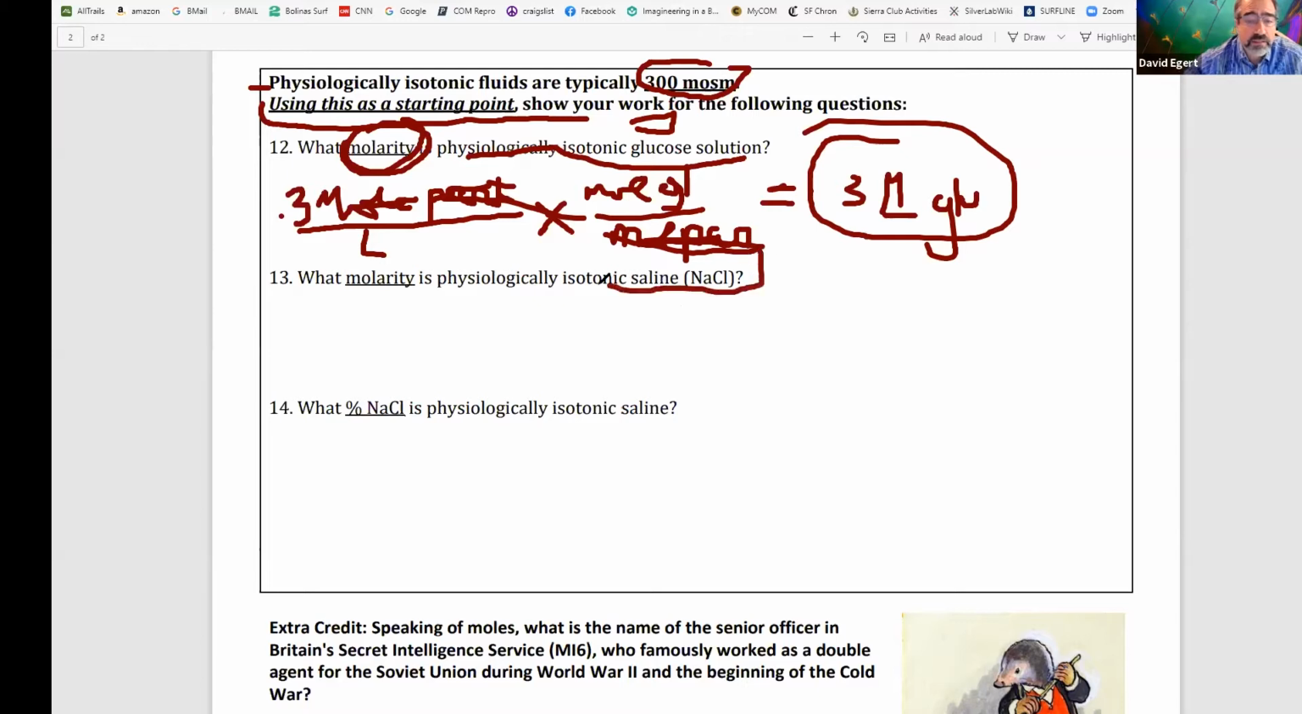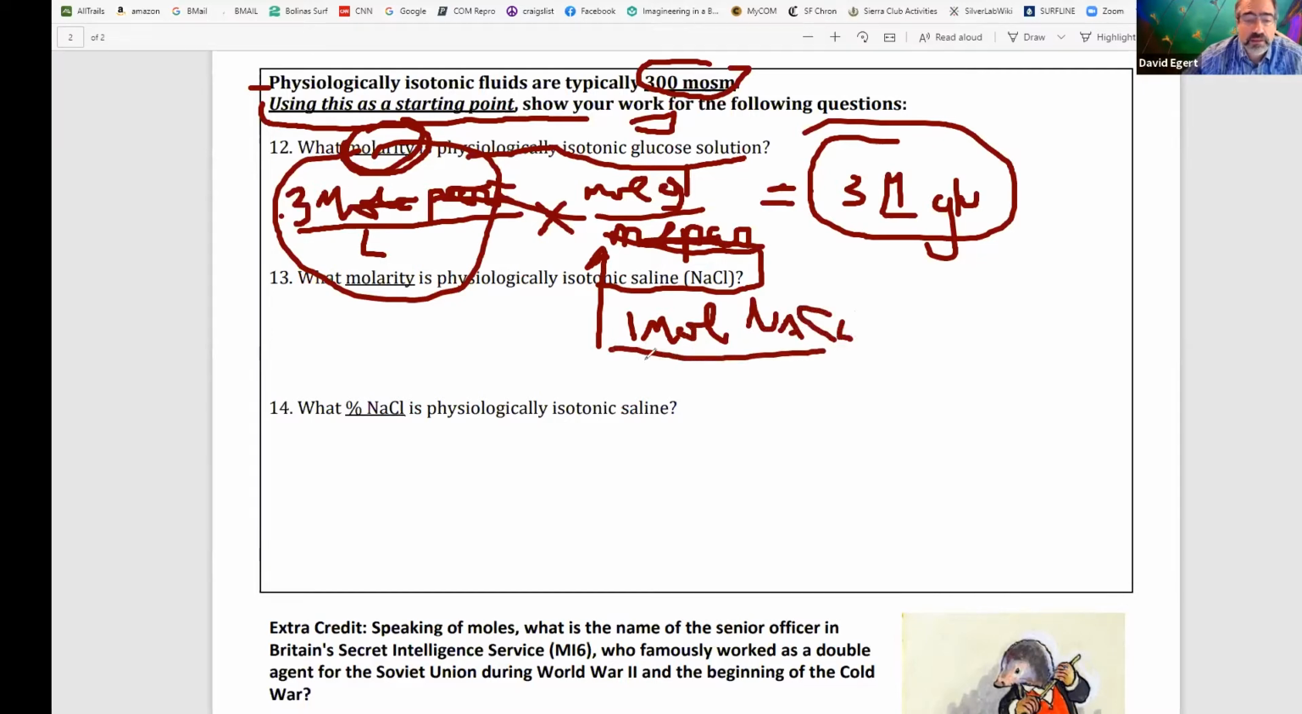For saline, it's going to be slightly different. We'll start the same, but instead of having the conversion of 1 to 1, 1 mole of NaCl is going to be 2 moles of particles because it dissociates. So again, the moles of particles will cancel, but now we have this division by 2, so it's going to be 0.15 molar NaCl.